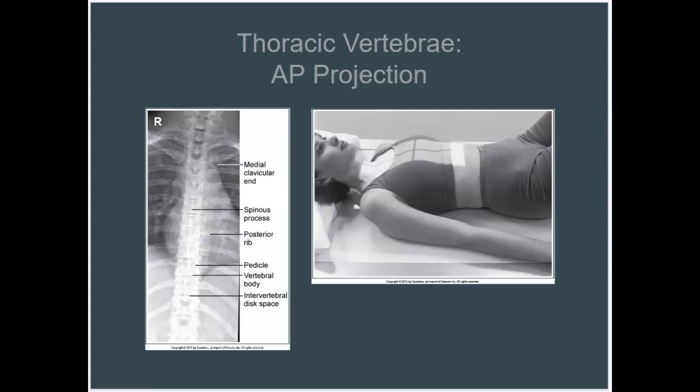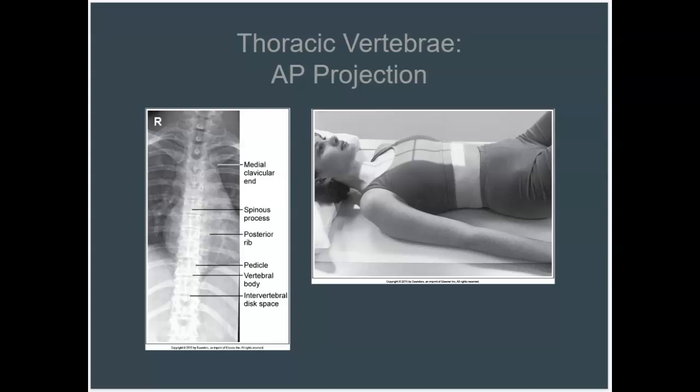For an AP T-spine, image analysis guidelines state that there should be uniform brightness across the entire thoracic vertebra. That means to use your anode heel effect as well as using the appropriate technical factors. Spinous processes should be aligned with the midline of the vertebral bodies.